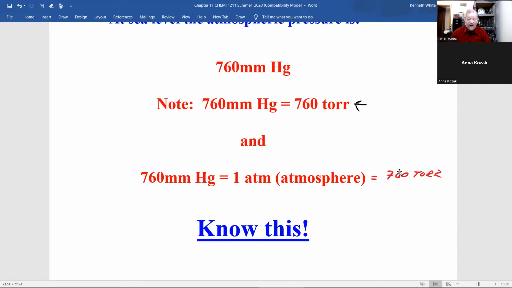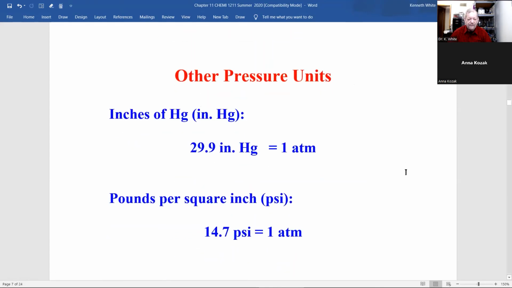But you do have to know how to use it. Now, there are other units which we will not use. Inches of mercury, which you'll see in weather forecasts, and that's equal to, at sea level, no storm, 29.9 inches of mercury. IN, or "in," is the abbreviation for inches.